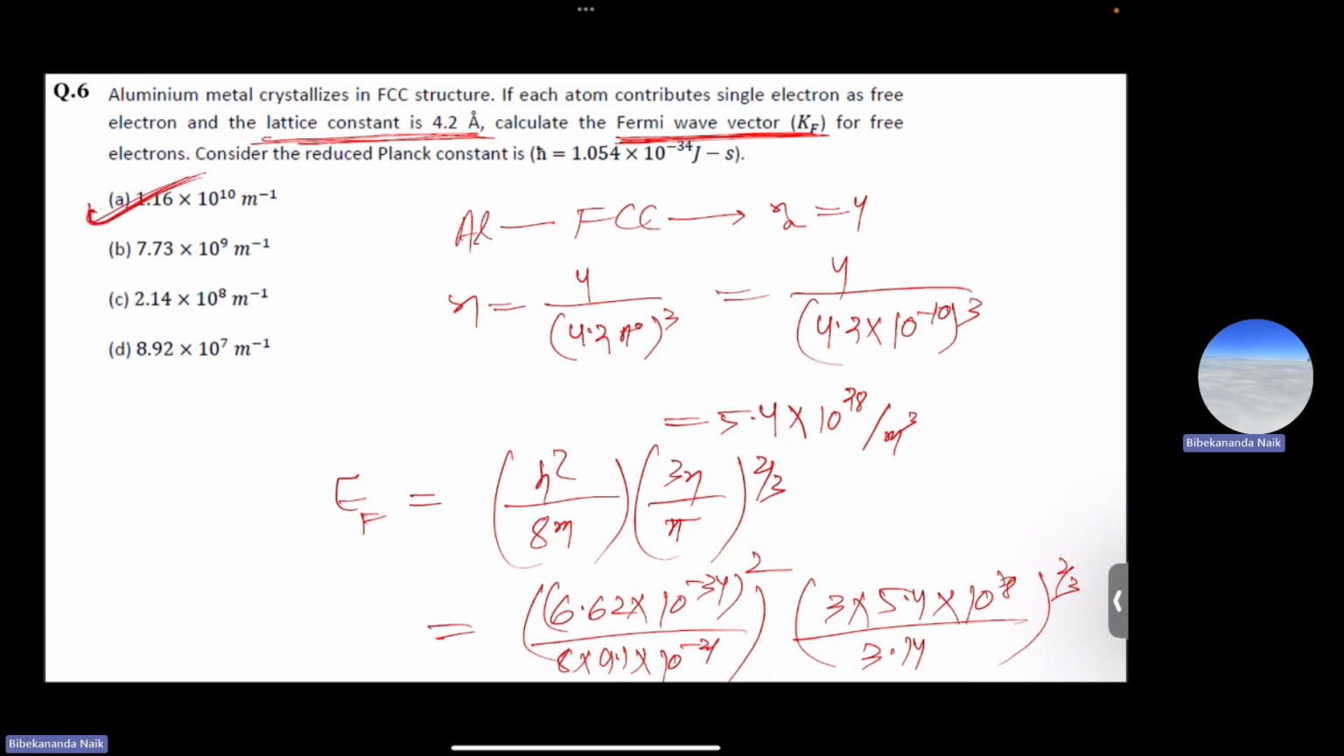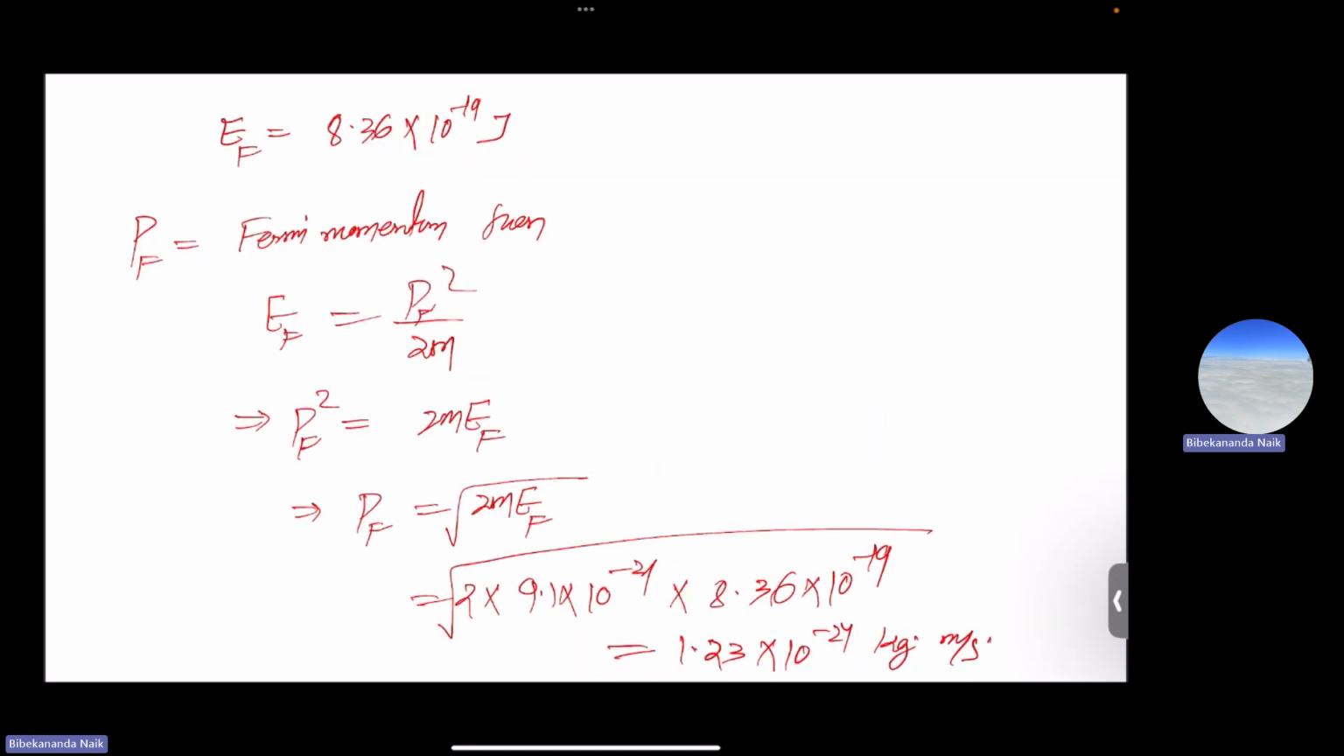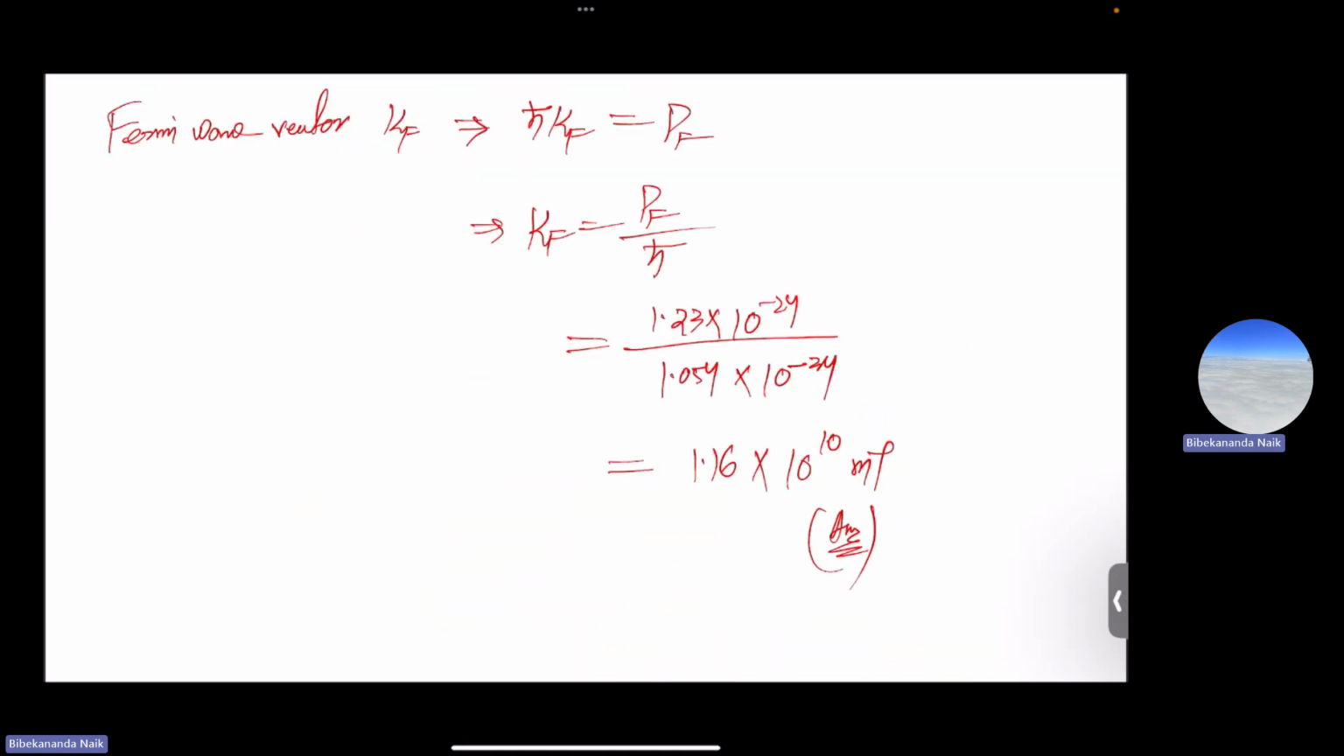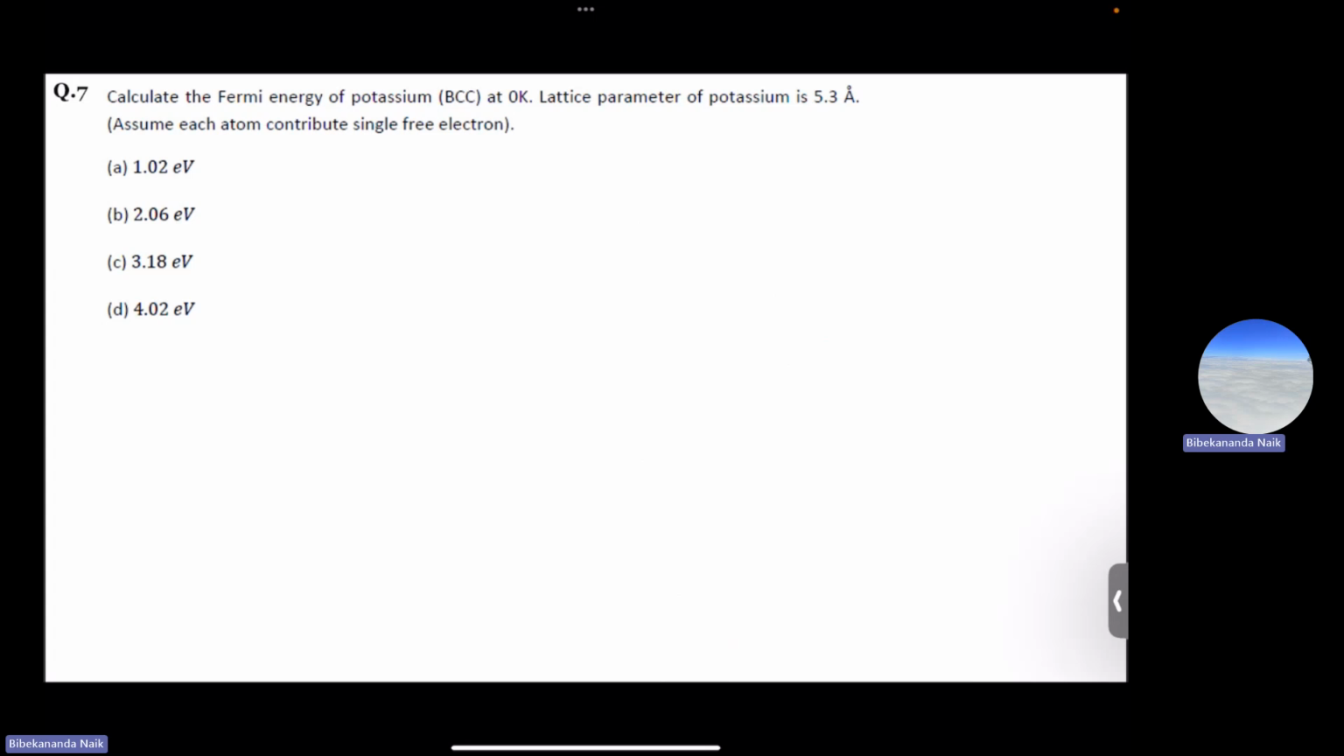That is option A. This question is pretty much similar to the previous question, but here only the last step is different. So first we calculated the Fermi energy from the density of electrons. Then from that Fermi energy we calculated the Fermi momentum, and then we calculated the Fermi wave vector. I hope this is clear to everyone. Then we will move to the next question.